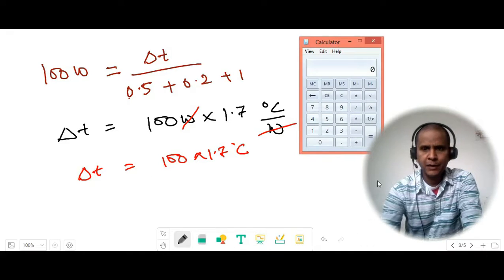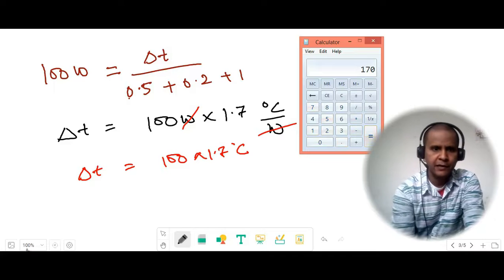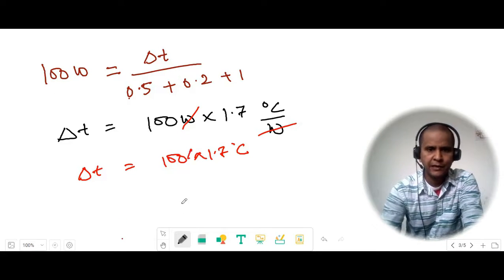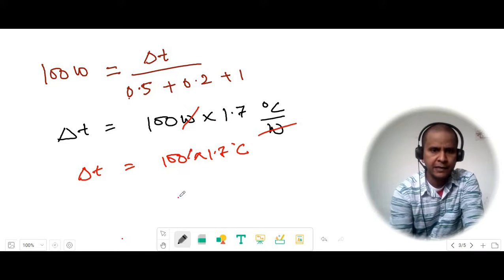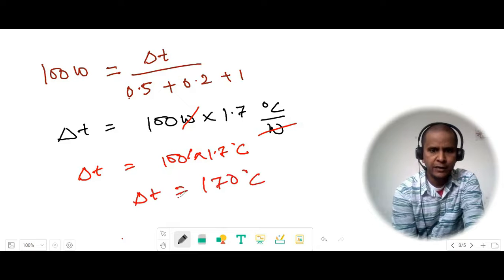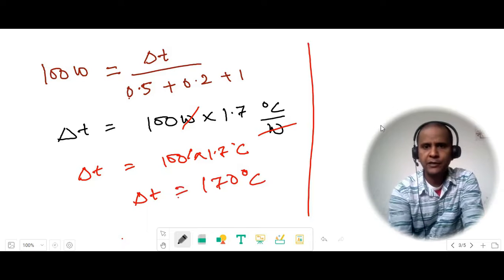100 into 1.7 is going to give you 170. So your temperature rise, delta T, is 170 degrees centigrade, right? Now you have to calculate the junction temperature.